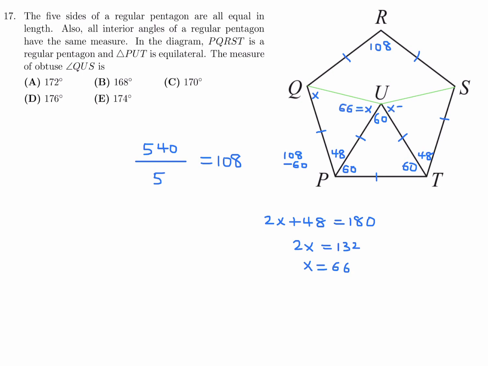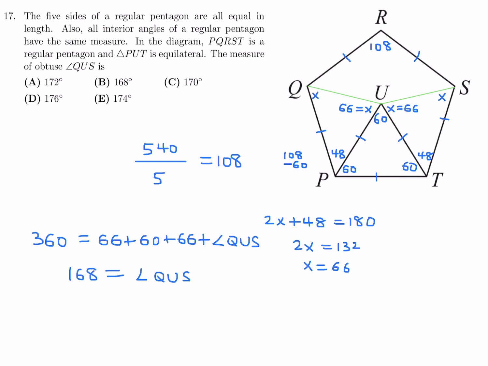And the exact same story would hold true on this side. It's pretty much the same thing. So now we look at all the way around. All the way around is 360. And 360 will be equal to all the angles that are there: the 66, the 60, the 66, and the angle that we are interested in, angle QUS. So when you do this math, QUS is 360 minus 60 minus 66 minus 66, and it's 168. So number 17, the answer is B.